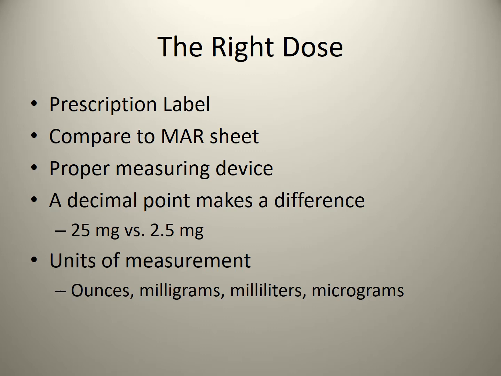But please keep in mind that a simple decimal point could make a world of difference. If someone, for example, received 25 milligrams of warfarin, which is a potent blood thinner, and they were supposed to receive 2.5 milligrams, it could be a disaster. There are many different units of measurement. There's ounces, milligrams, milliliters, micrograms, etc.